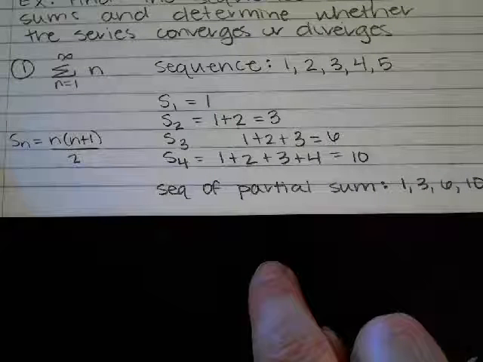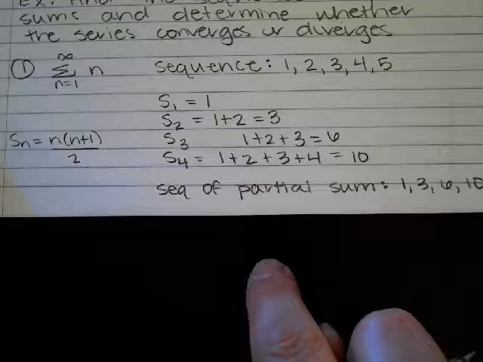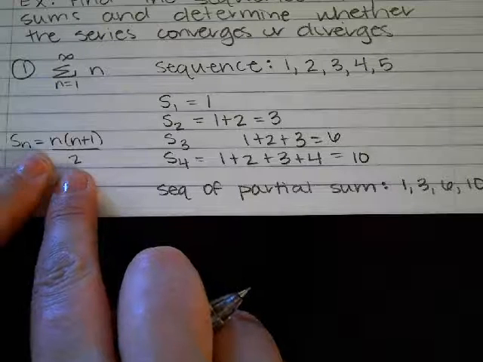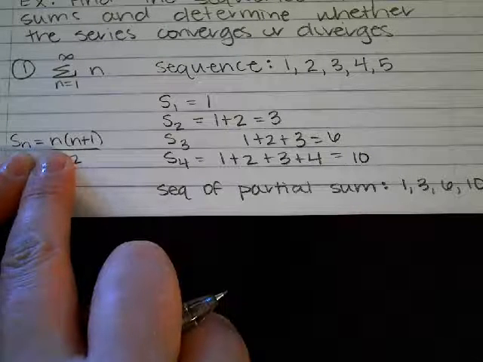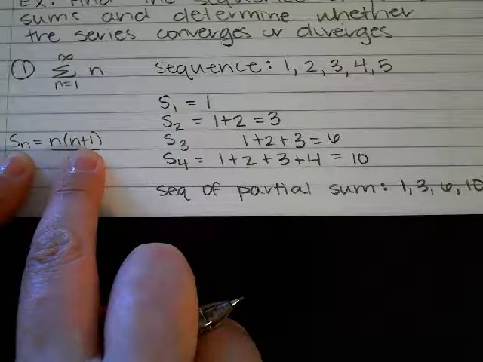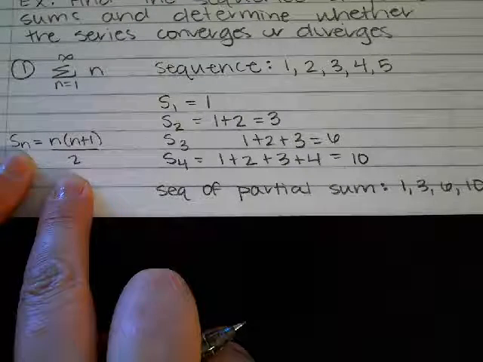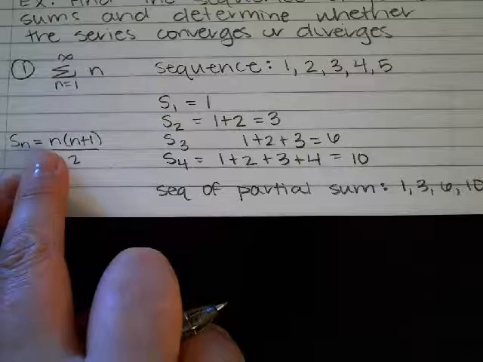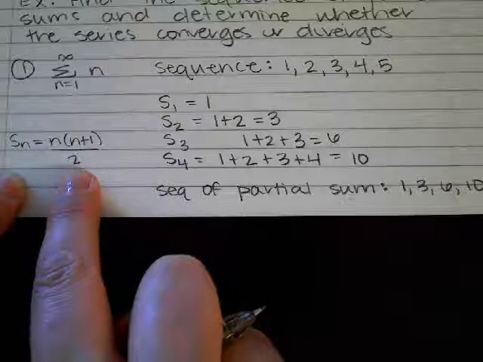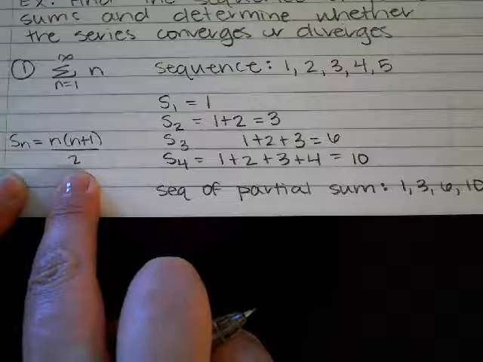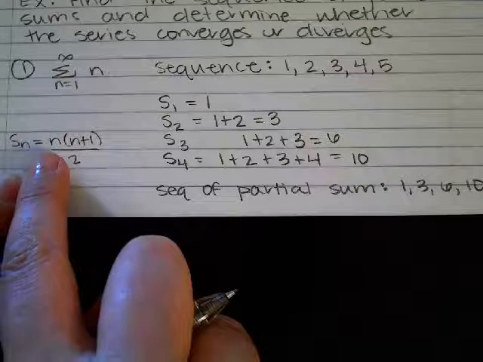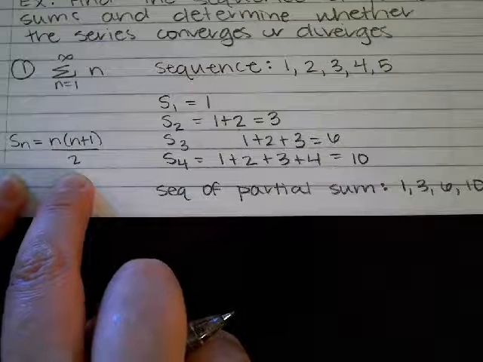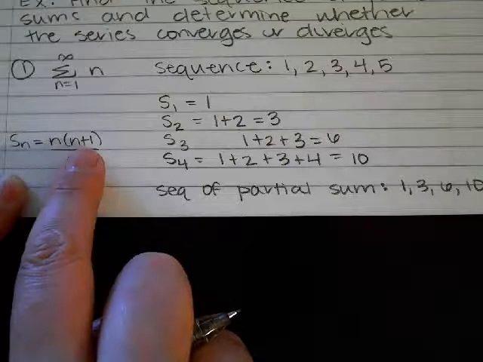So let's just double check so that we believe it. Let's plug in 1. If we plugged in 1, we would get 1 times 2 divided by 2. Does that give us the first term? If we plugged in 2, we would get 2 times 3 divided by 2. Does that give us the second term? If we plugged in 3, we would get 3 times 4 divided by 2. Does that give us the third term? And then for 4, we would plug in 4 times 5 divided by 2. Would that give us the fourth term? Okay, so we believe it.